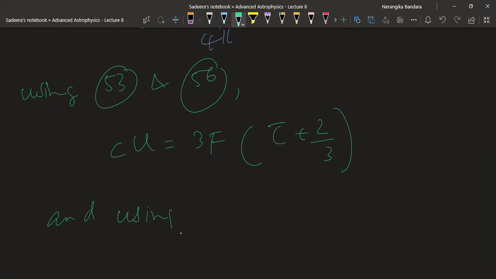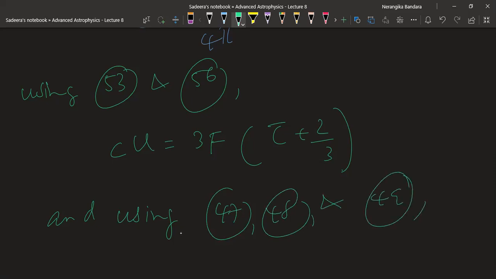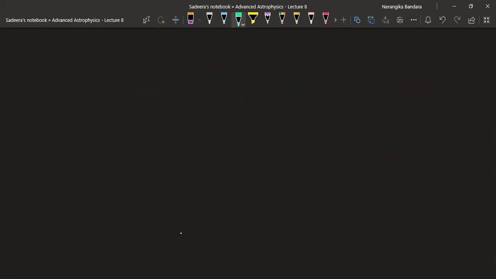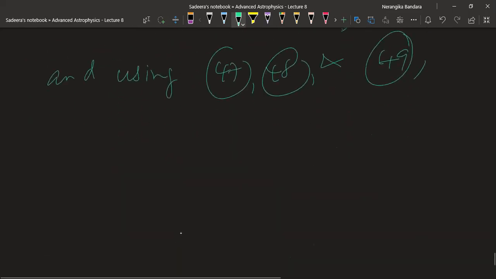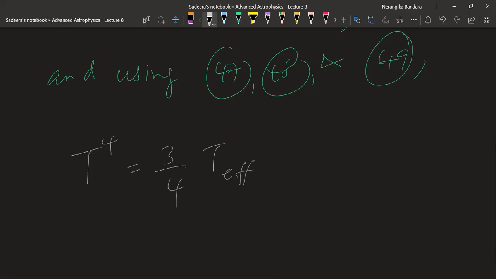And using 47, 48, and 49, we can write down T to the power 4 equal to 3 over 4, effective temperature to the power 4 times (tau plus 2 over 3). So this is equation 65 for us.